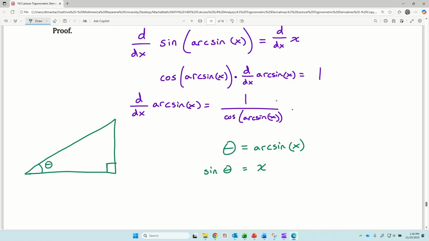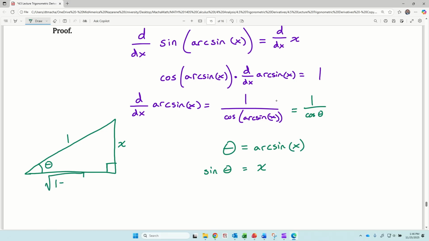Sine is going to be the ratio of the opposite side to the hypotenuse. And so if I labeled my sides as x and a 1 for the hypotenuse, well, now the side opposite theta is x and the hypotenuse is 1, so sine of theta is x divided by 1, or sine of theta is x, and that's what I want here. I want that so that I can have 1 divided by cosine of theta. Very good.